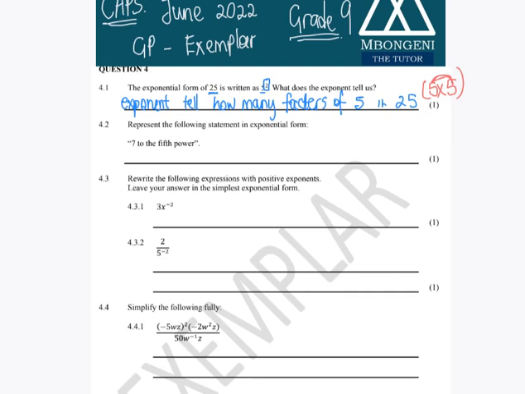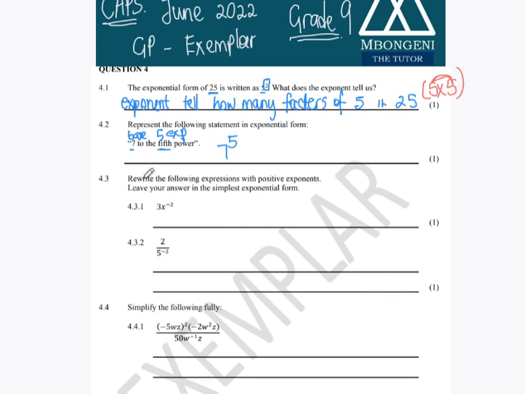And then the next question: represent the following statement in exponential form. 7 to the 5th power. So 7 will be our base. 5th power, this will mean an exponent. And then the power is 5. So 7 to the power 5. So this is our answer there.